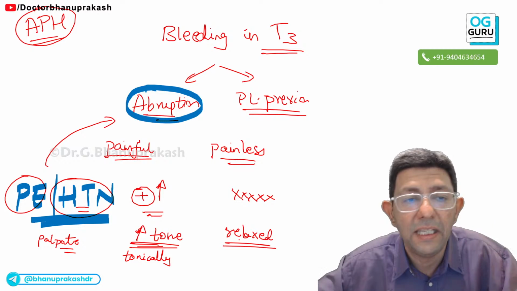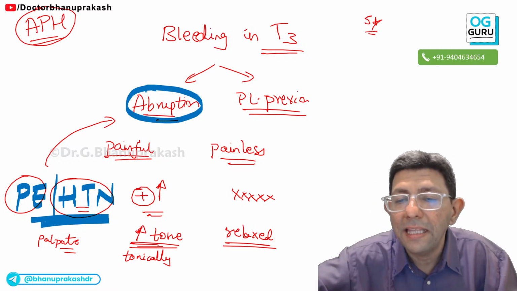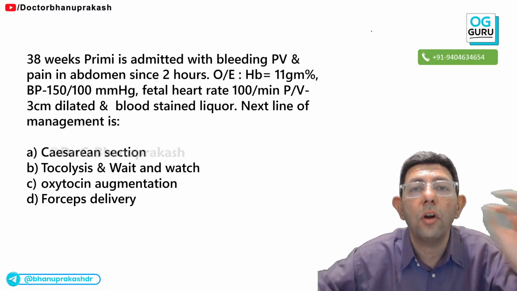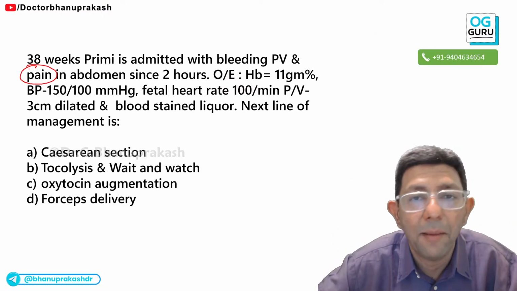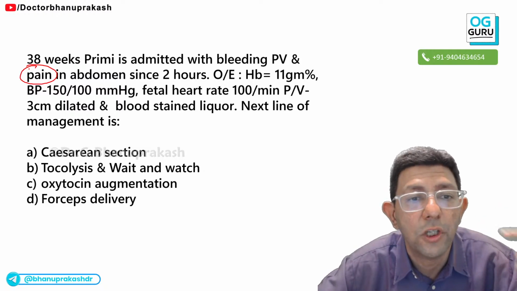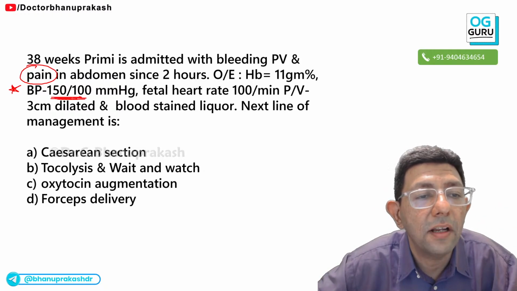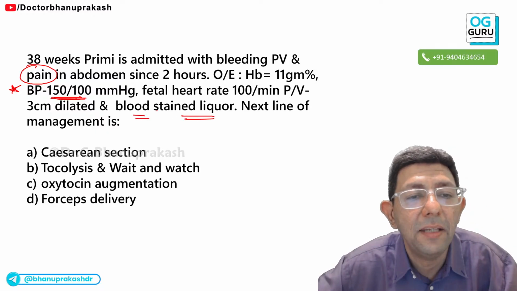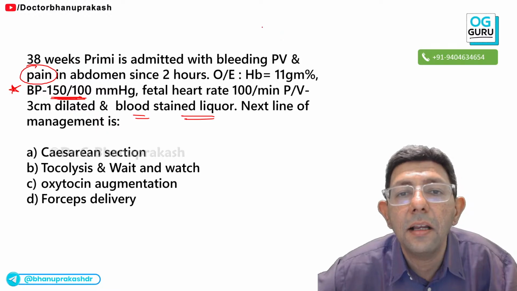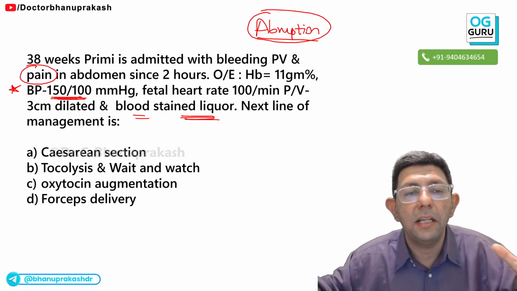This is a very important five-star slide, bleeding in the third trimester. Now tell me all of you, what is our diagnosis? I'm telling you how to interpret the question. Here we have pain in abdomen, BP is also very high, 150/100, and on ARM there is blood stained liquor. You can blindly mark abruption. Is this understood, my dear students? Blood stained liquor means abruption.